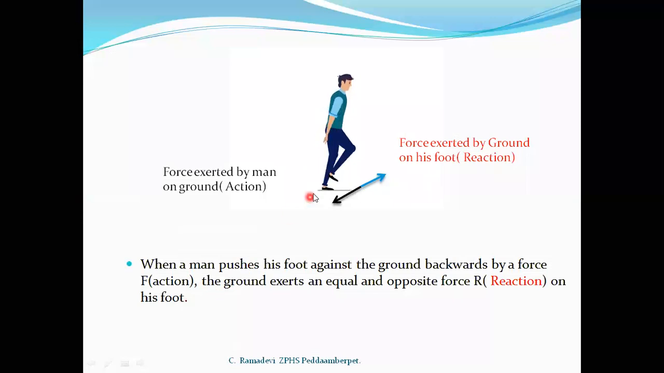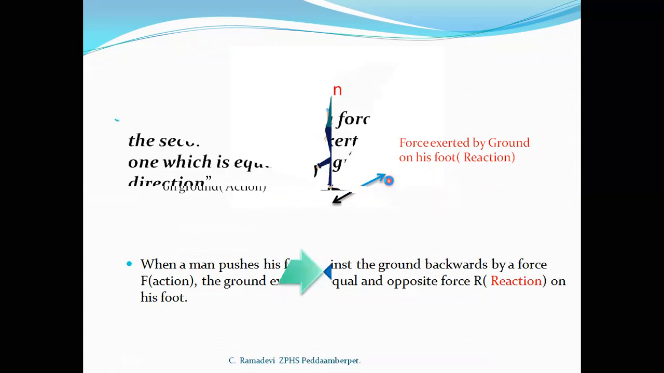Now we see that a man, while walking, exerts a force on the ground. Similarly, what is happening? A force is also exerted by the ground on his foot, which is a reaction force, which makes the man move forward. This is called the action and reaction pair. Right, students?